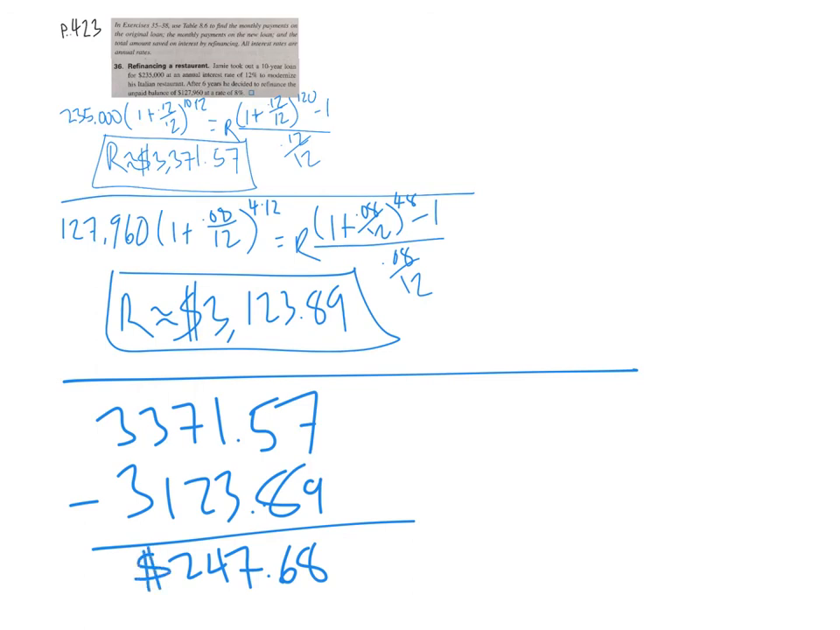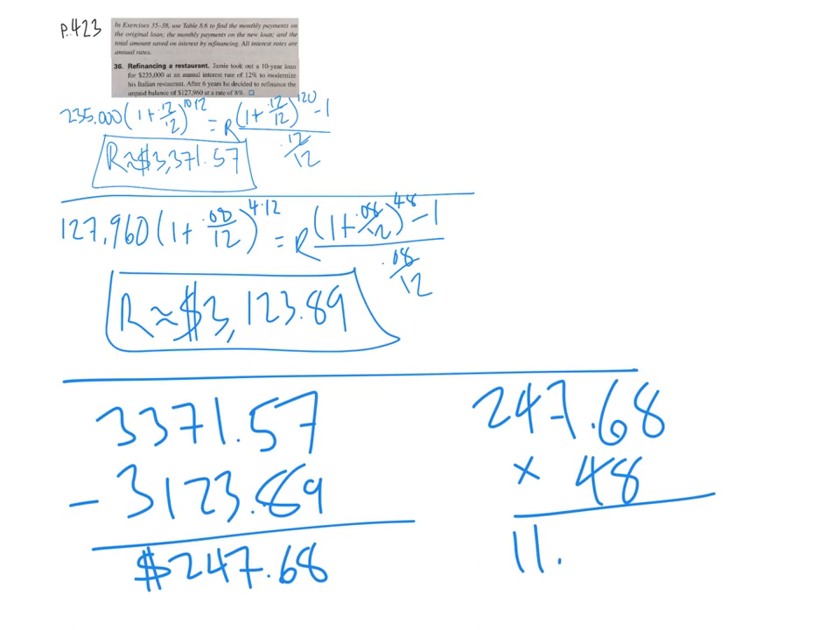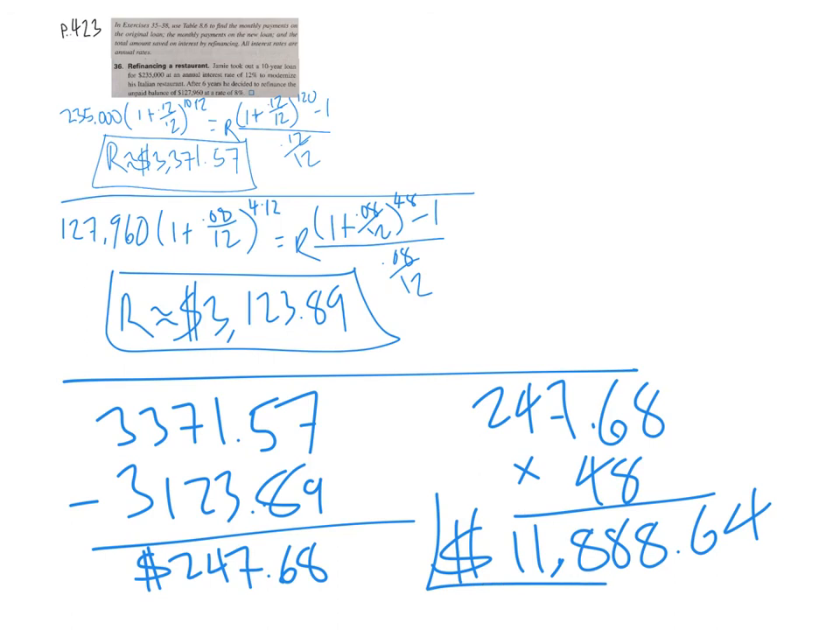And since you're saving that for 48 months, you're going to take your 247.68, multiply it by 48, and you should get 11,888.64. That is a lot of money. And that's how much you would have been paying anyways if you wouldn't have refinanced. So this is our last answer here. This is the amount that you save by refinancing.